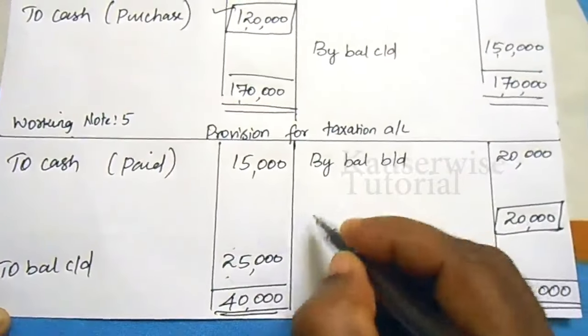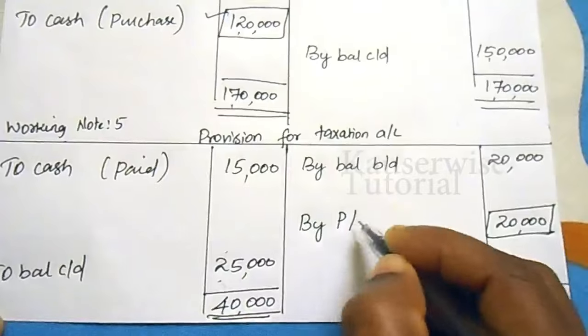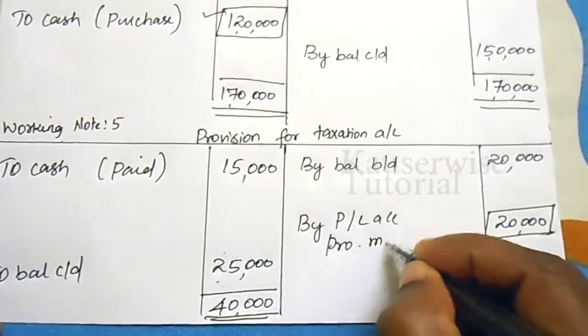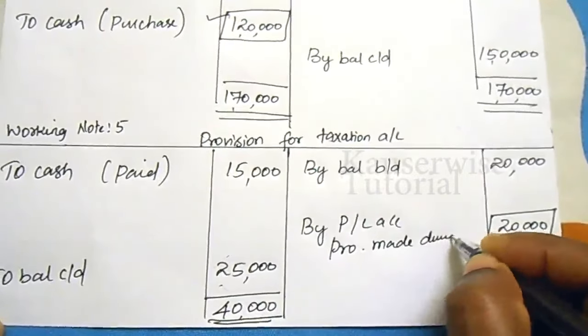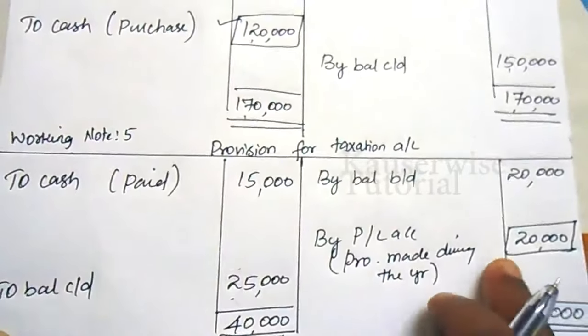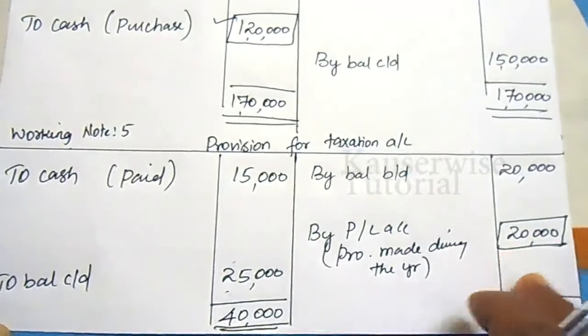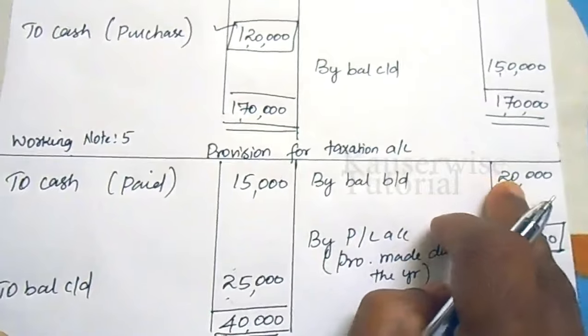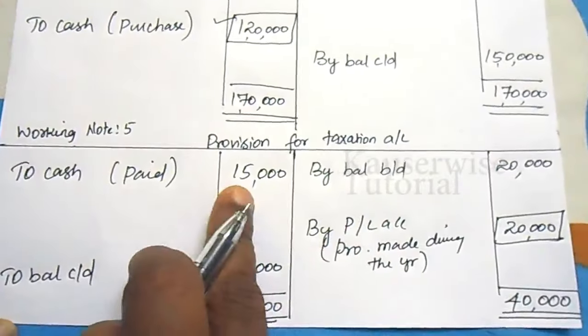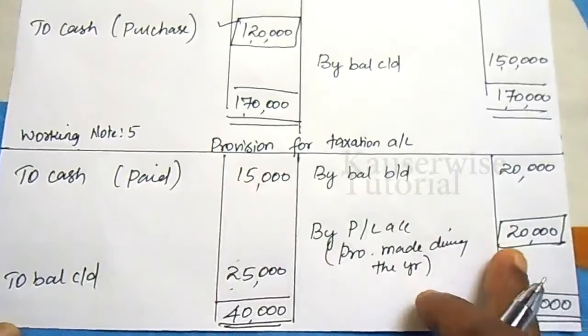This will be transferred to the profit and loss account. That is the provision made during the year for tax. So this is a provision made during the year. Already you had an opening balance of provision. This is the closing balance of provision. And with this they have paid 15,000. Now the balancing figure is 20,000.